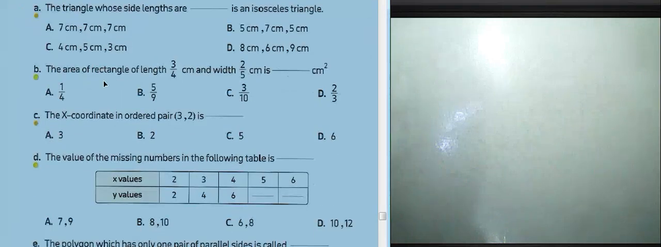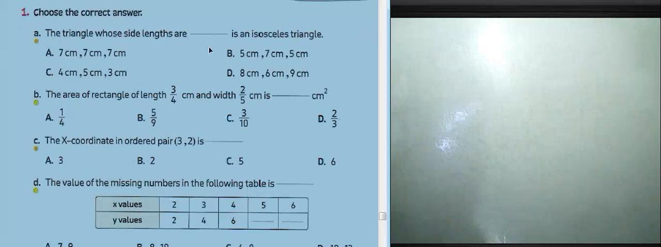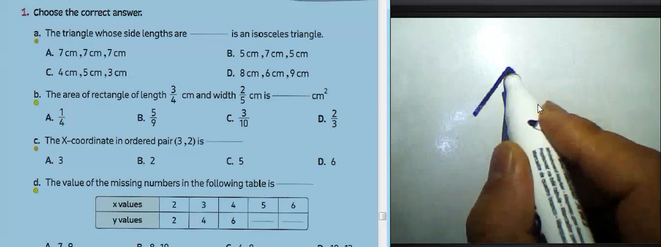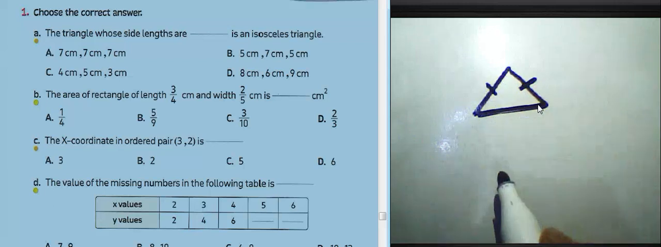Choose the correct answer. The triangle whose side lengths are space is an isosceles triangle. We know if all sides are equal in length, it will be equilateral. But if he asked about an isosceles triangle, we must choose letter what? Choose letter B, because we have 5 centimeter and 5 centimeter. We must know about the isosceles triangle. In any triangle we have 3 sides, but in an isosceles triangle we have only two sides equal in length.